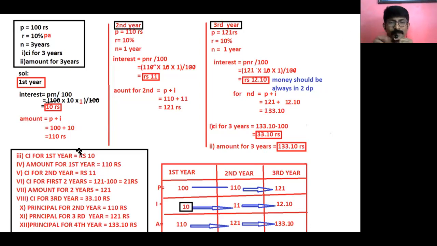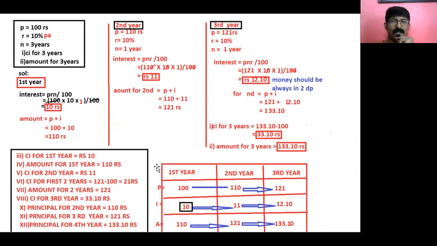These are various types of questions they can ask you. They can also ask you one or two more questions. Recently, I have seen in some school papers: what is the difference between the second year and the first year compound interest? The difference will be 11 minus 10, that is 1 rupee. You can add that as question number 12. What is the difference between the third year and the second year compound interest? That will be 1.10 rupees. Then they can ask another question: what is the difference between the third year and the first year compound interest? So 12.10 minus 10, that will be 2.10 rupees. So they can ask you any random questions based on this table.